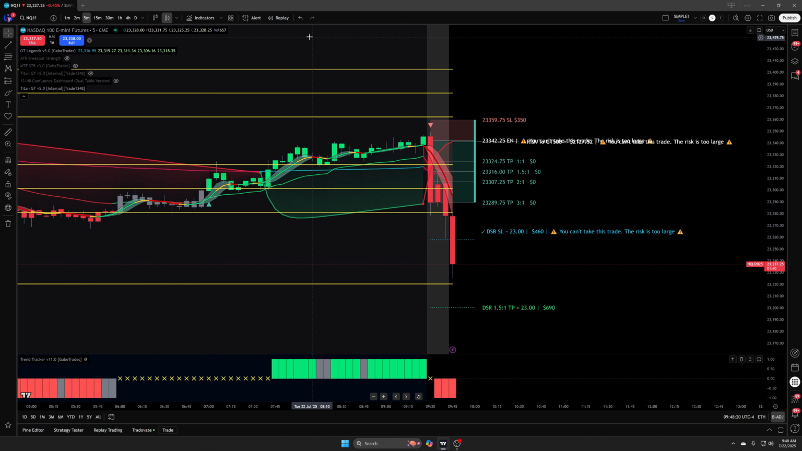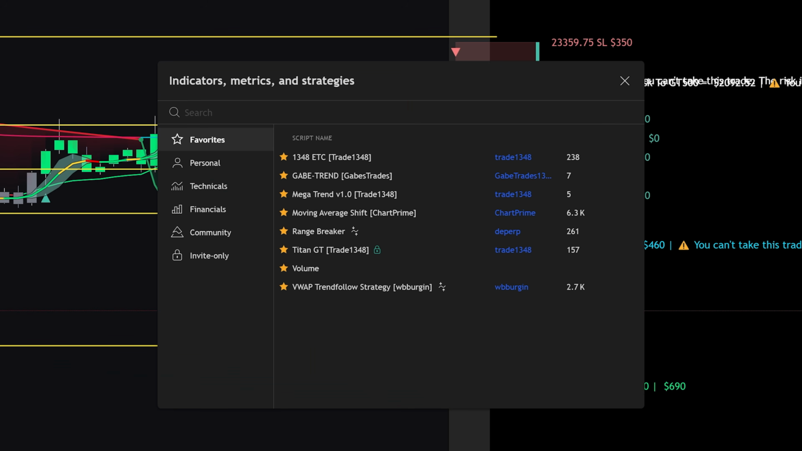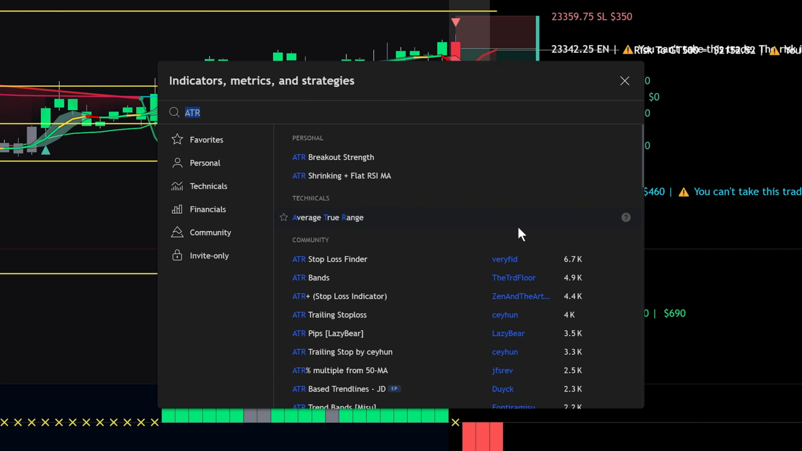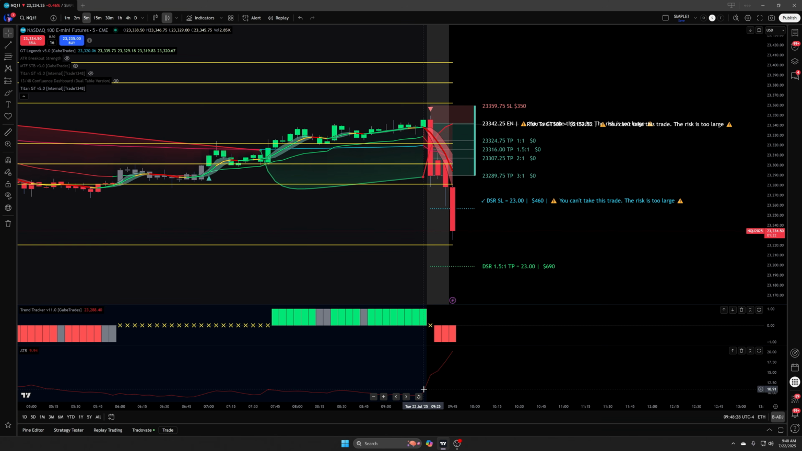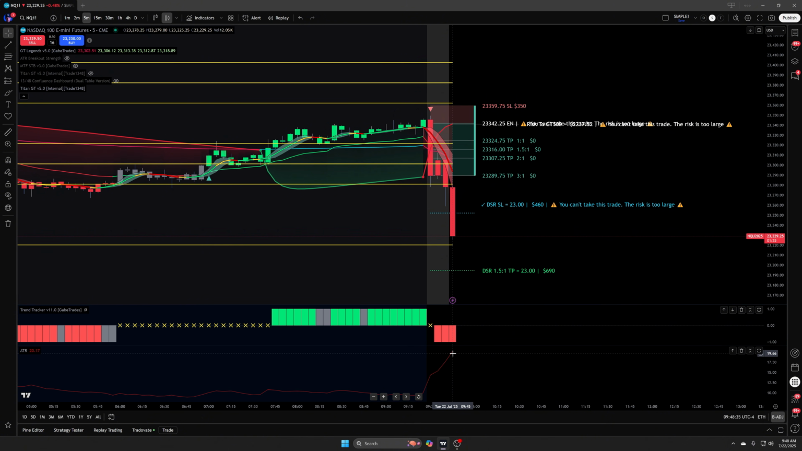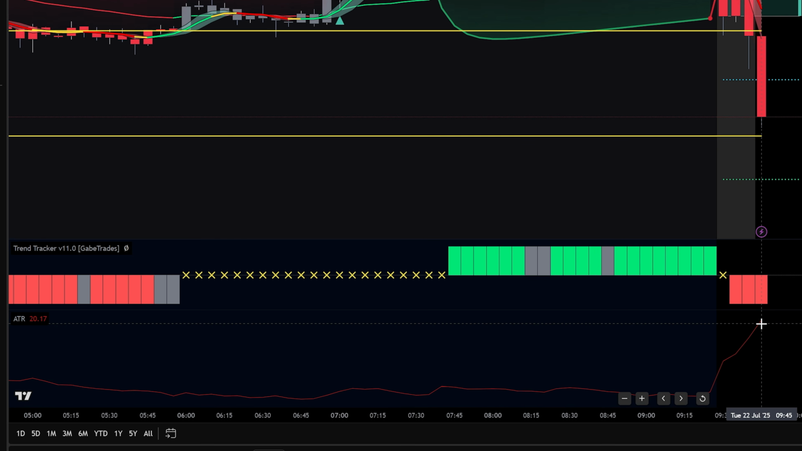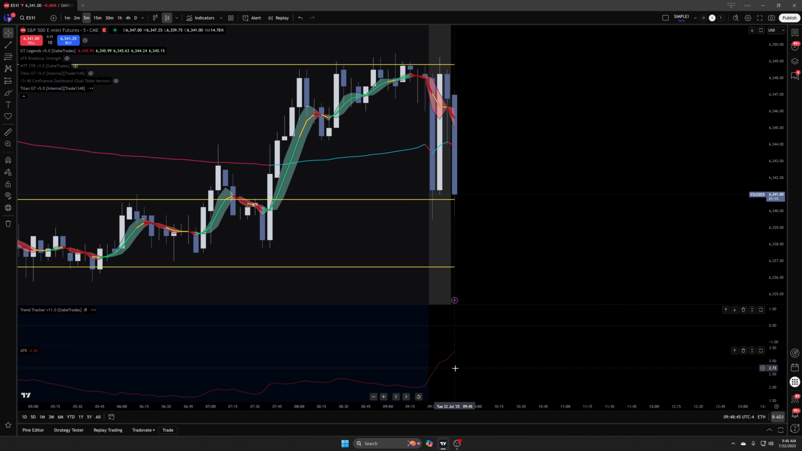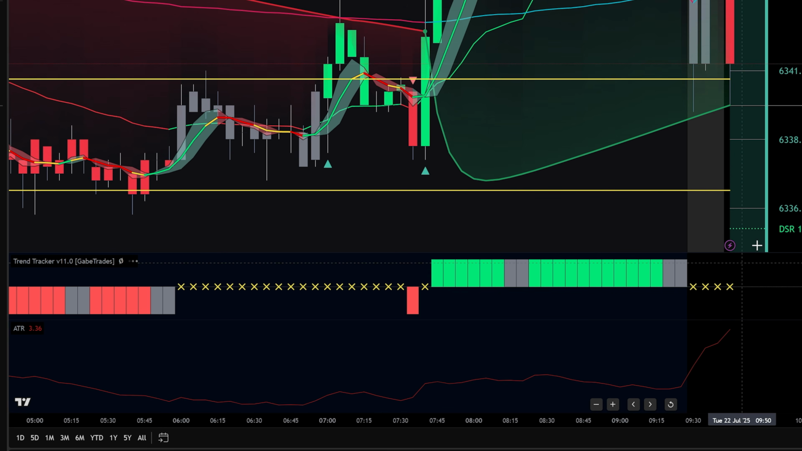To be able to understand this, we have to go over to indicators. We're going to type in ATR, which is average true range. From market open, we can see that the average true range has risen all the way up to 20 points. Now, I'm trading NQ. Why is this important? Because this is 20 points in NQ, and in ES, it's only 3.36.